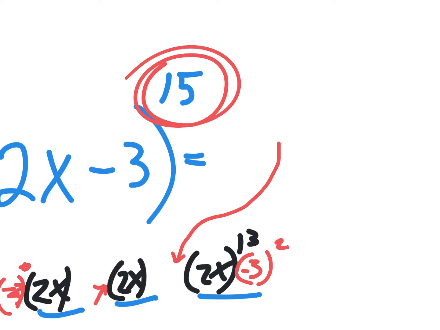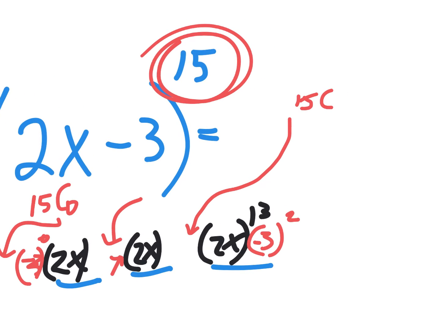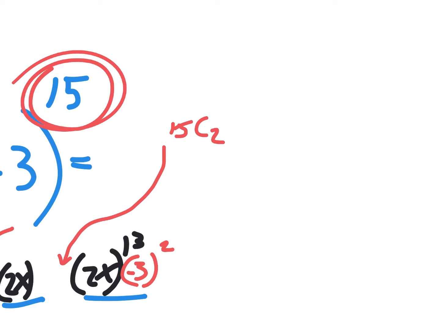Did you remember how to do that? Yeah, 15C, I forgot, was it... You start with 0 here. 15C0 for this one. 15C1 for this one, so... 15C2. Yep. Now, that might take you a minute to figure out.